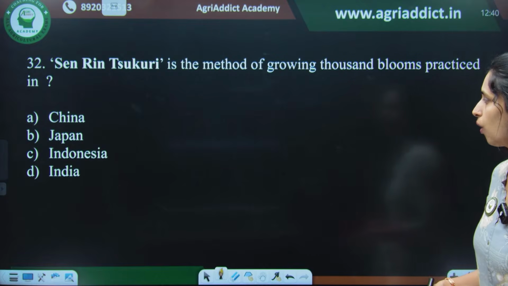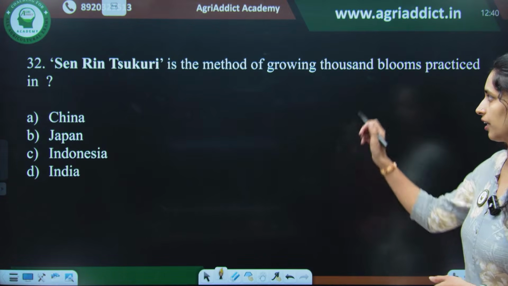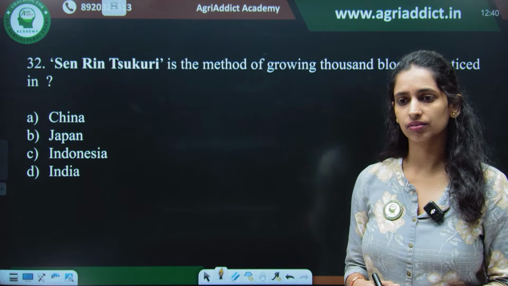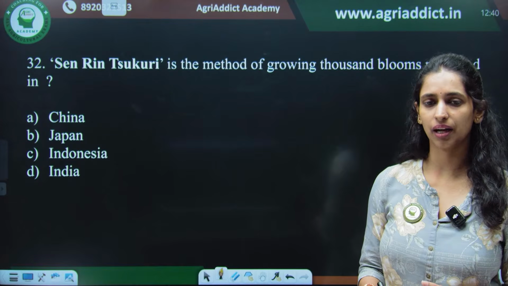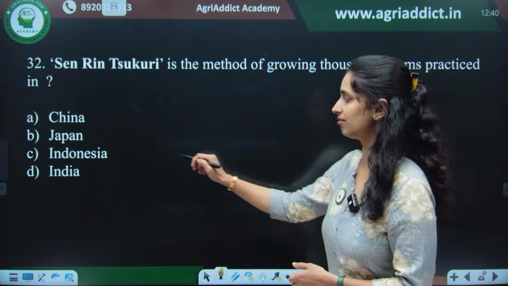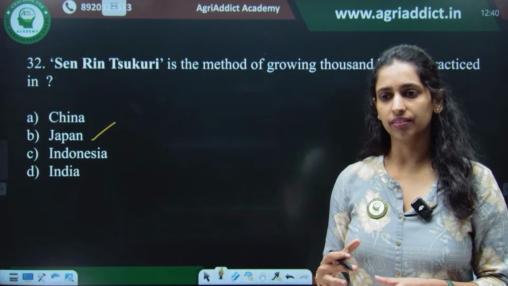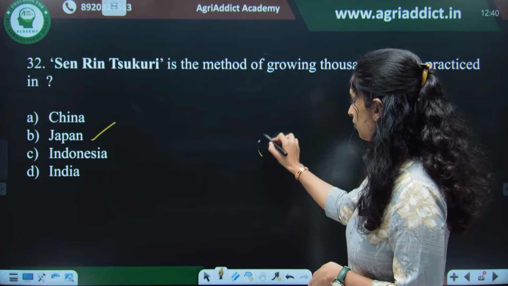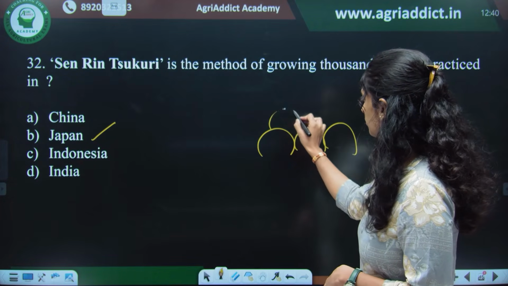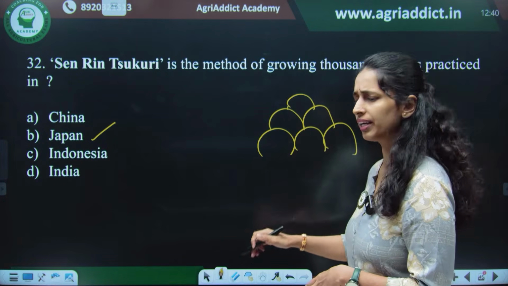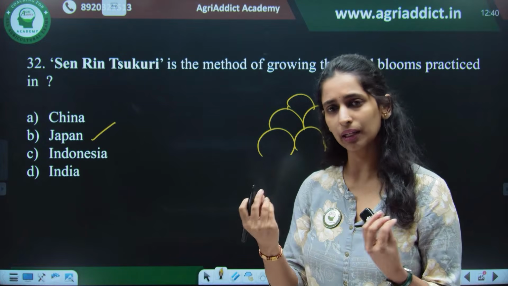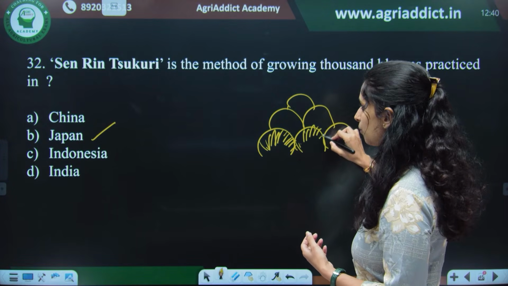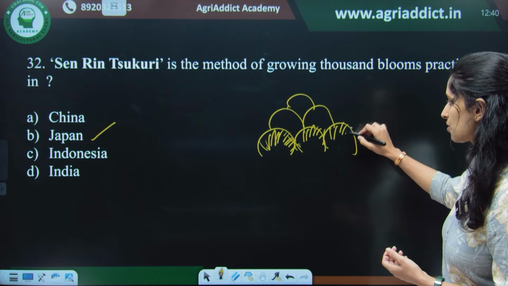Sendrin sukuri is a method of growing 1,000 blooms, practiced in which country? Sendrin sukuri is a Japanese word, so you can easily guess it is from Japan. Mostly they will go for pinching of all the stems and make very bushy plants. So it looks like 1,000 blooms on a single plant, with a lot of stems. This is called Sendrin sukuri. It's common in Japan.